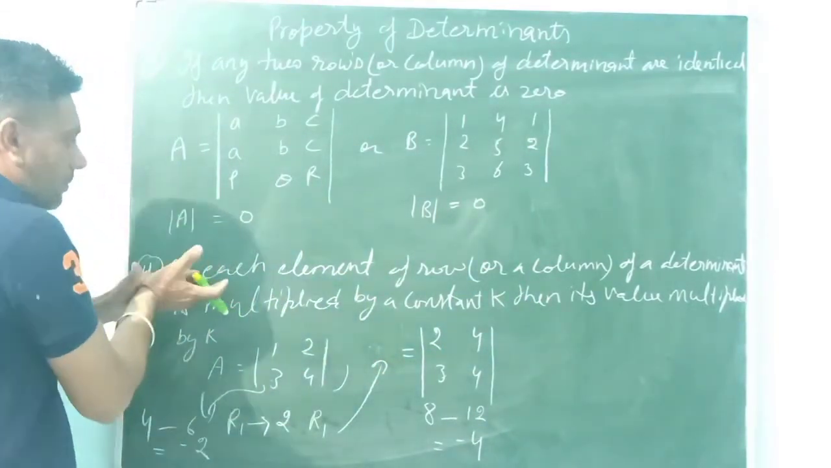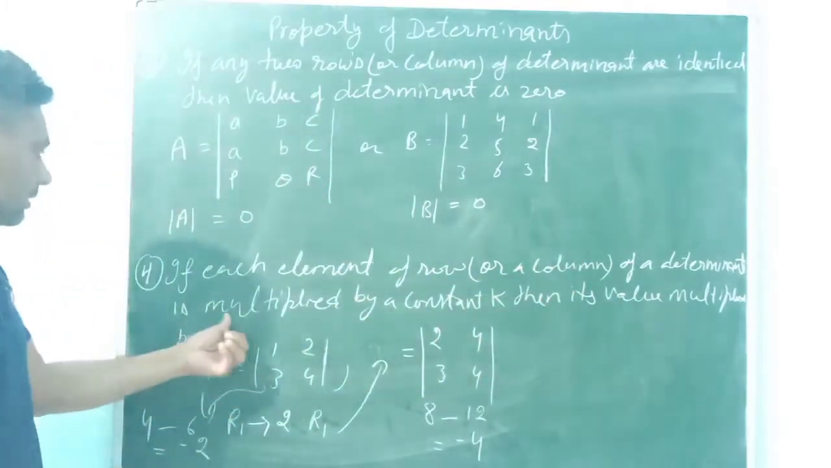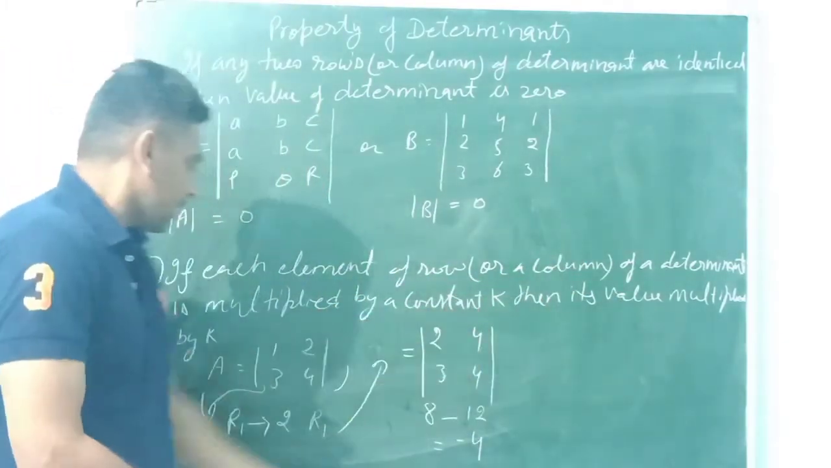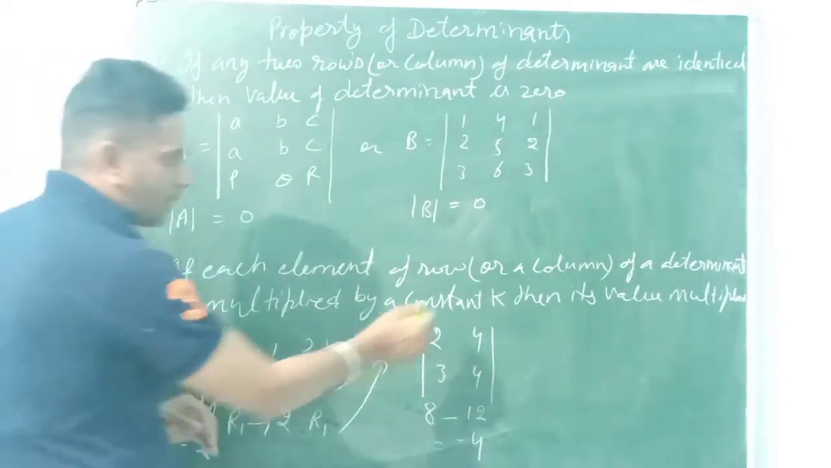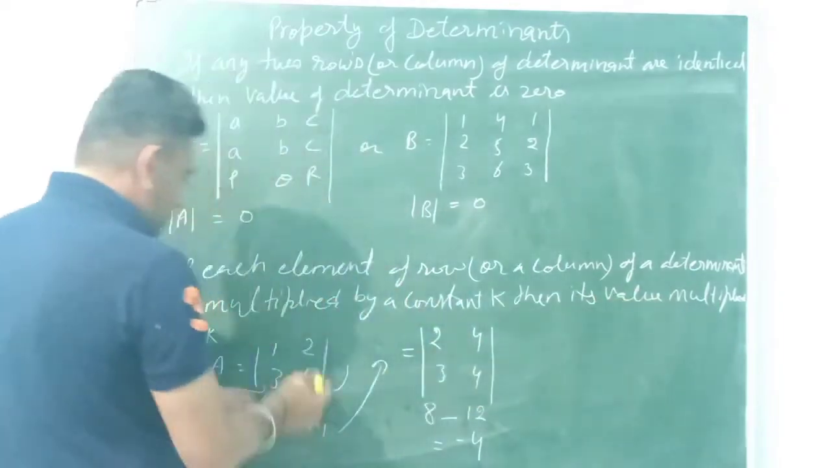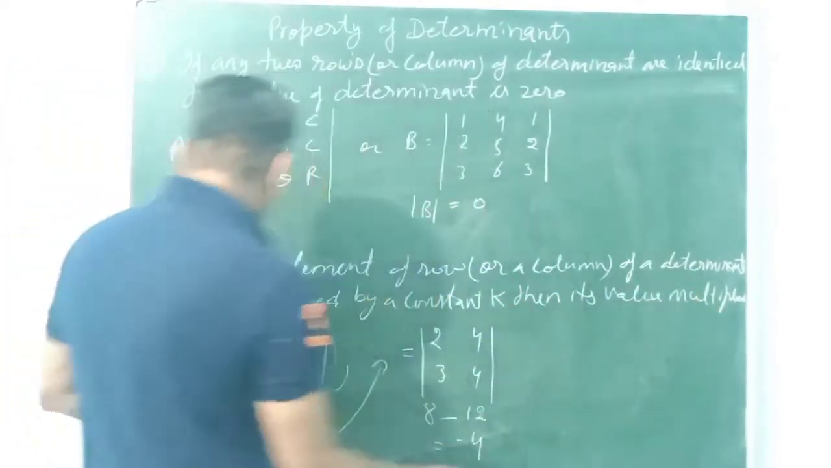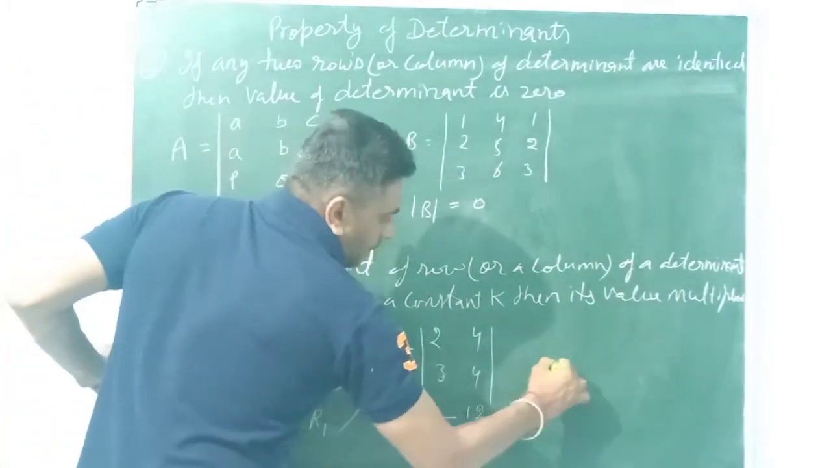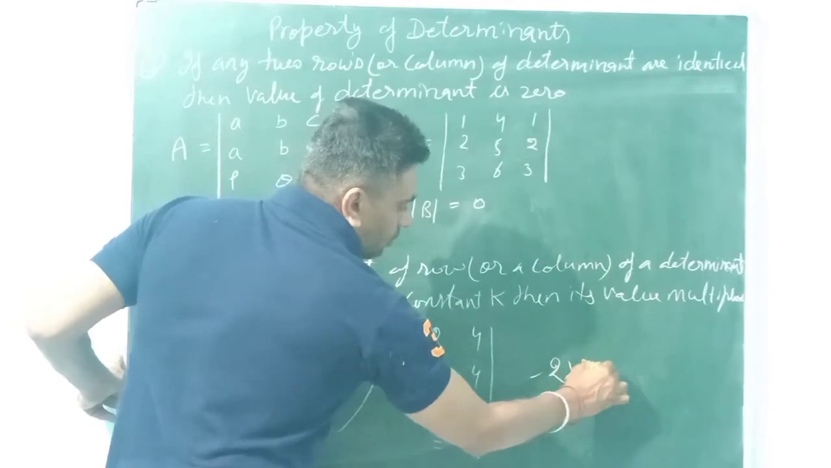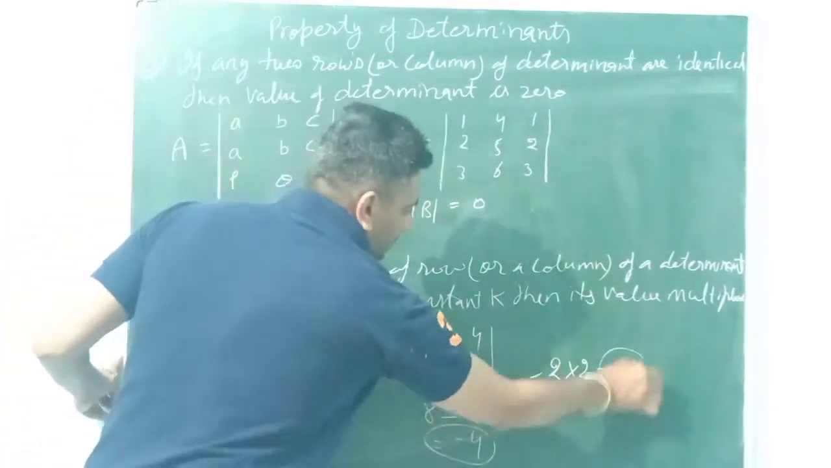This property says that if each element of a row or column of a determinant is multiplied by a constant k, here R1 is multiplied by 2, then the value of this determinant is also multiplied by k. Minus 2 into 2 is minus 4, and these two values remain the same.